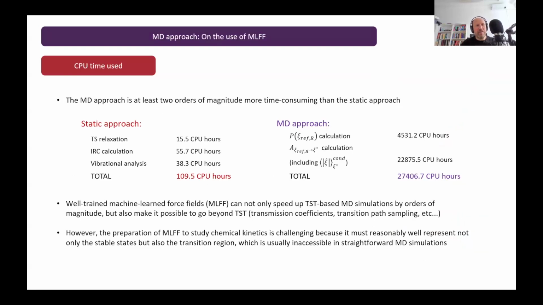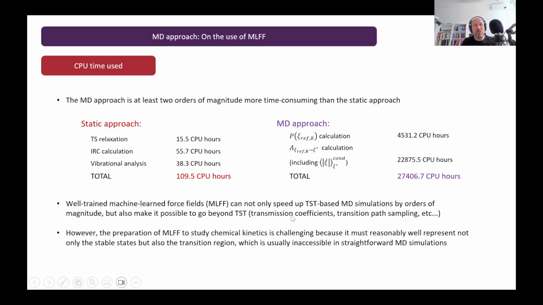And this is my final slide. Here I briefly compare the CPU time needed to complete the static approach and molecular dynamics approach calculations of activation free energy. Looking at the total numbers, you see that the simulation time that we need in the molecular dynamics approach is 2 orders of magnitude greater than that for the static approach. So indeed, molecular dynamics calculations are very expensive.